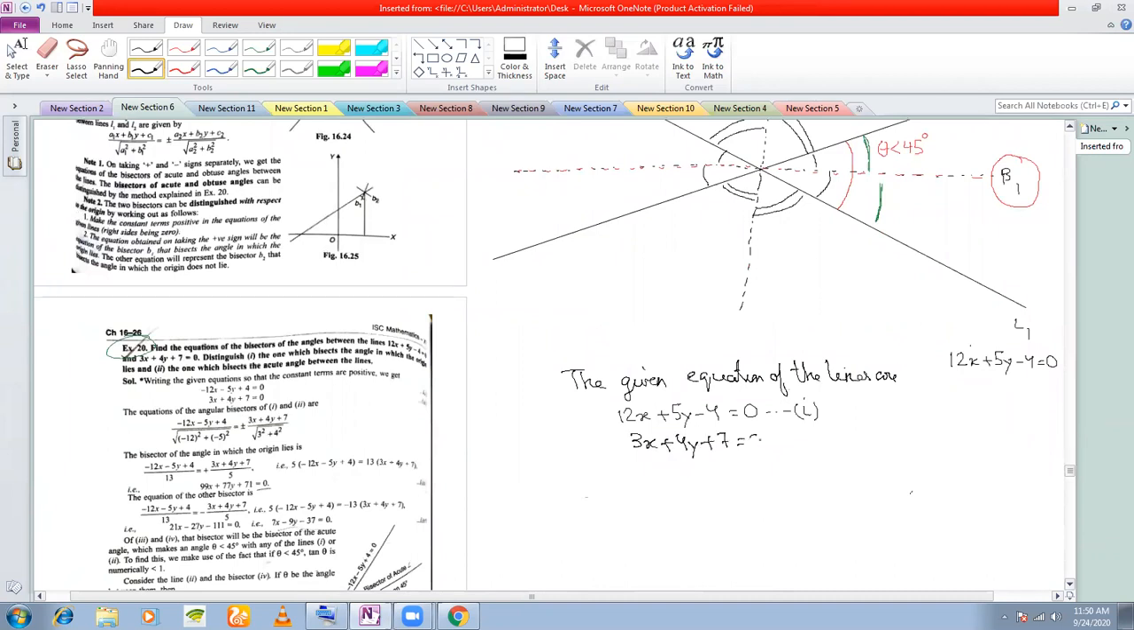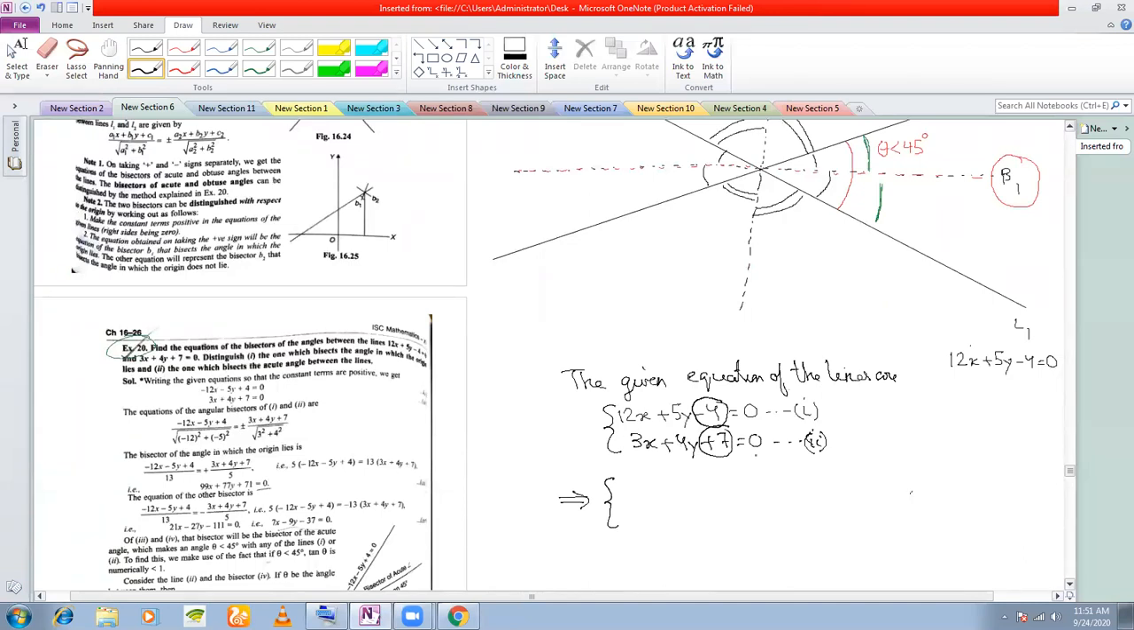7 equal to 0. Now clearly, when I gave you the formula of bisectors, what did I tell you? That C1 and C2 have to be positive. If you see in 1, C1 is negative. What is C1 here? Minus 4. So what you do is, you write the equation of these lines such that C1 is positive. In the second case, this is already positive, so you don't need to do anything with this. Only we'll change the first equation.